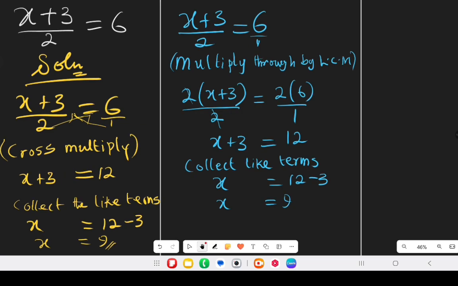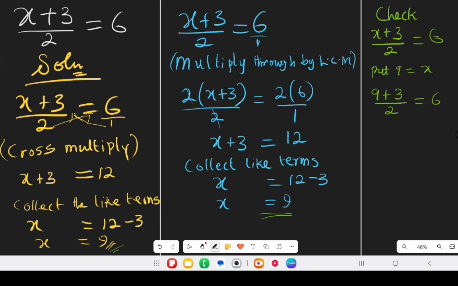Now, to check if our answer is correct, we write check. We have to write the original equation, which is (x + 3)/2 equals 6. Now we have to put our answer, which is 9, put 9 equals to x. Wherever we see x, we put 9. Then we have (9 + 3)/2 equal to 6.